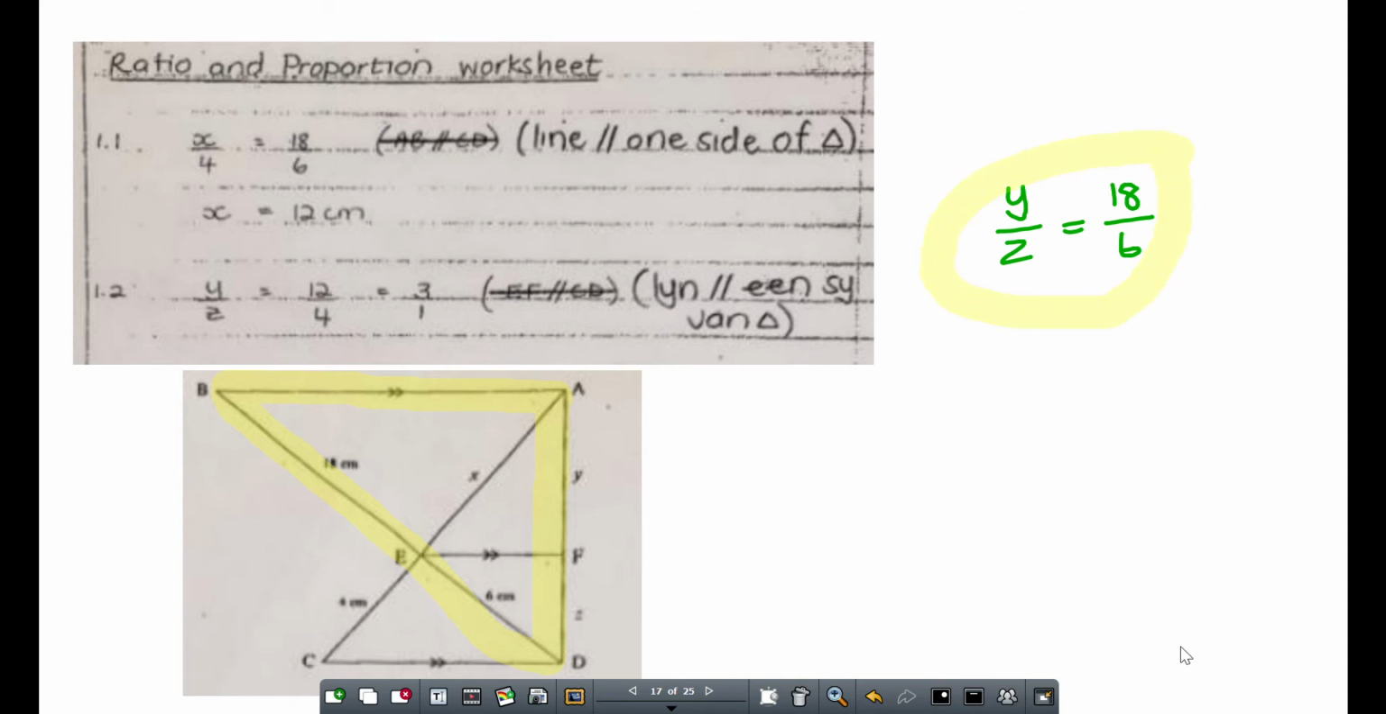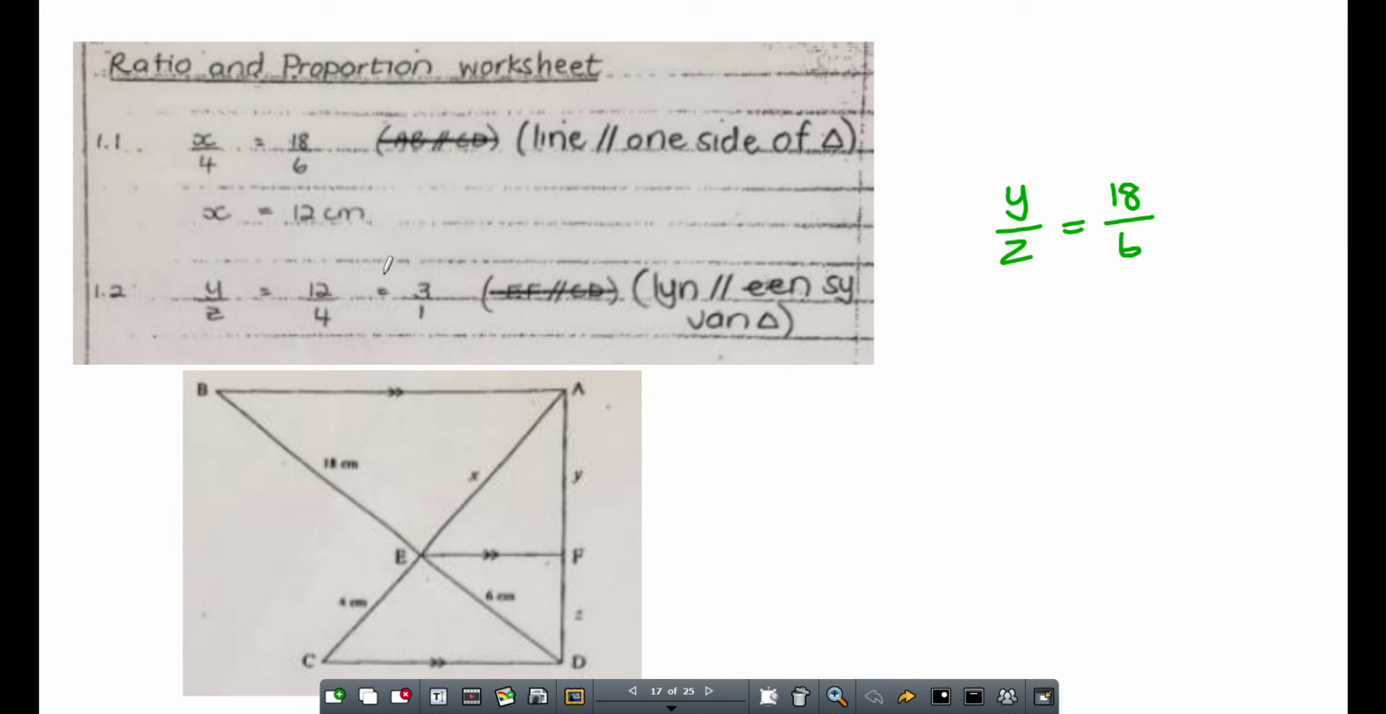Okay. Now, let's go look at the second triangle, this one. Ons het mos al klaar gesê y over 7 is actually 18 over 6. And that will be equal to the x over 4. You've got to give a reason there, and the reason will be line parallel to one side of the triangle. The ratio is the same, or the proportion is the same. Okay, so if I cross multiply, I'll get 6x is equal to 4 times 18, and then we divide by 6 to get that 12.